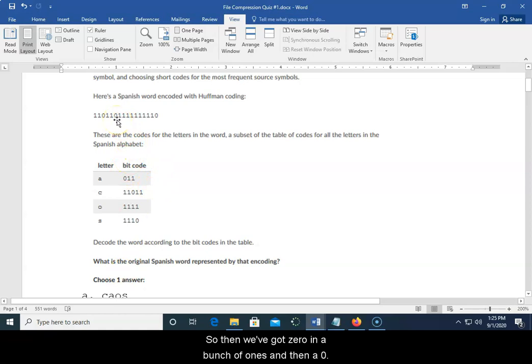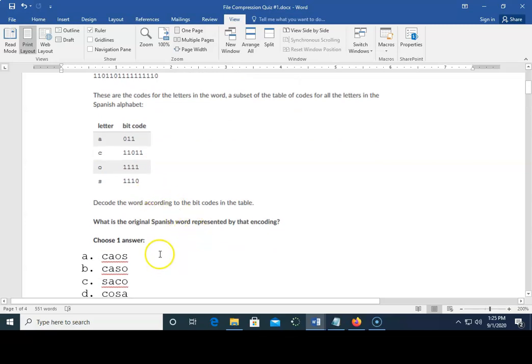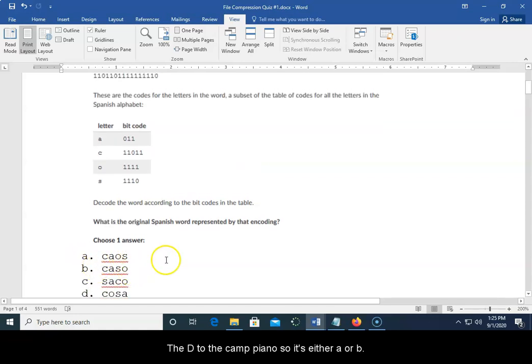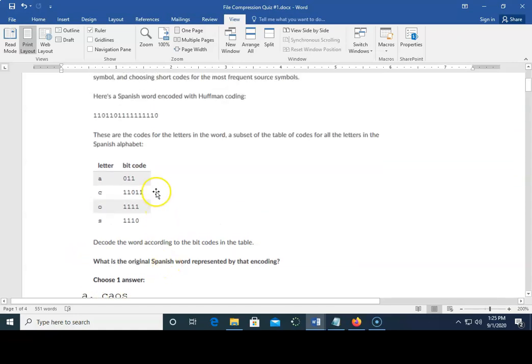Then we've got 0 and then a bunch of 1s and then a 0. Well, the only next one that starts with a 0 is an A. So you got 0, 1, 1 right here. So you can cross off the D because it can't be an O. So it's either A or B. Chaos.